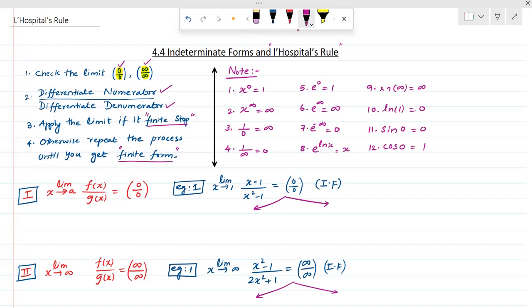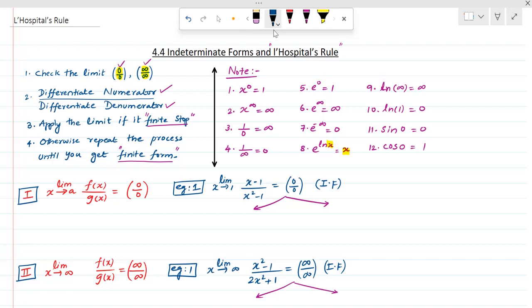x to the power 0 is 1, x to the power infinity is infinity, 1 over 0 is infinity, 1 over infinity is 0, e to the power 0 is 1, e to the power infinity is infinity, e to the power minus infinity is 0. And this is e to the power ln x; if it gets cancelled, you will get only the x value. And ln of infinity is infinity, ln of 1 is 0, sine 0 is 0, cosine 0 is 1. Now let us go to the first example.